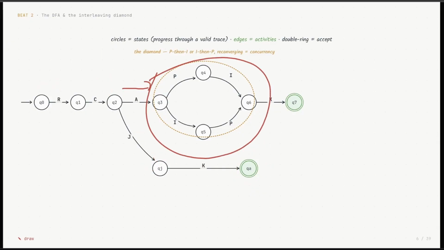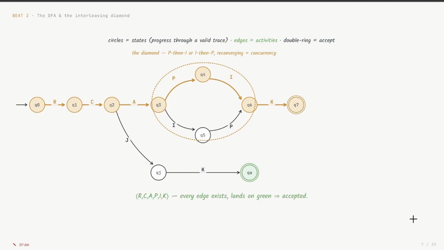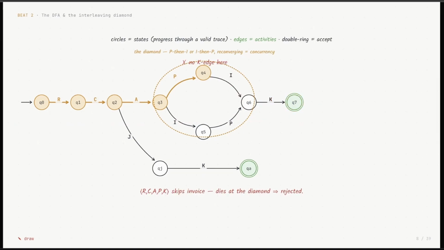On the other hand, if I approve, here I go to this diamond. This diamond is what is represented by the parallelism early on. So either I'm going to do P and then I, or I'm going to do I and then P. So let's see how that looks. For example, this is a valid path and we are ending up in a valid end place, so it's accepted. And as I told you early on, we cannot stop in the middle. You need to stop in these.